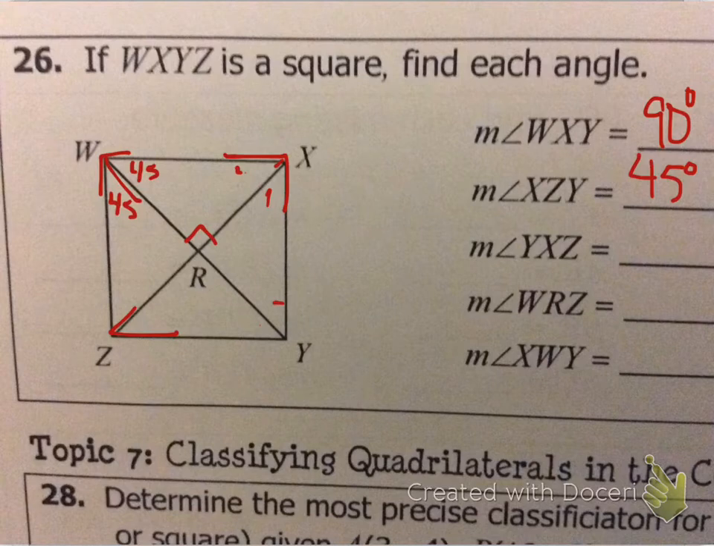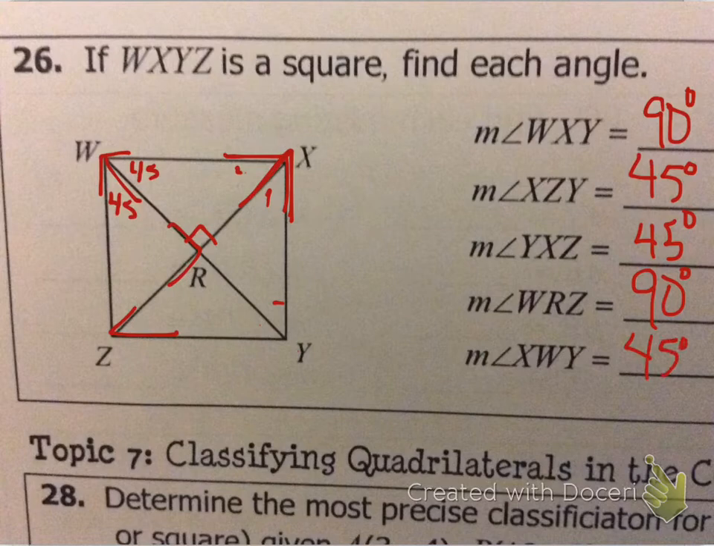YXZ. YXZ is this one right here. So that also is 45. Okay, WRZ is this one right here. That is 90 degrees. And then XWY, that would be 45 degrees. So again, fairly simple. Shouldn't be that hard.